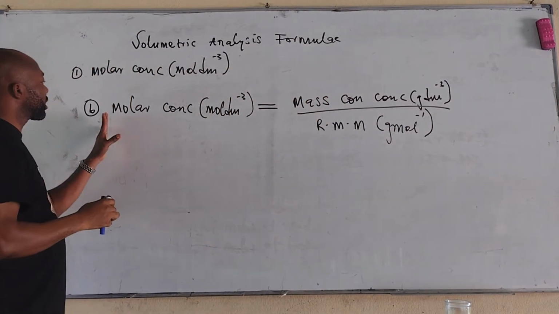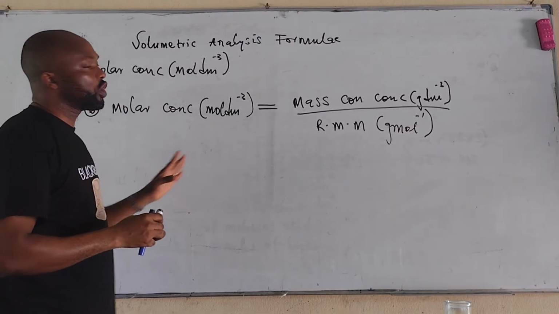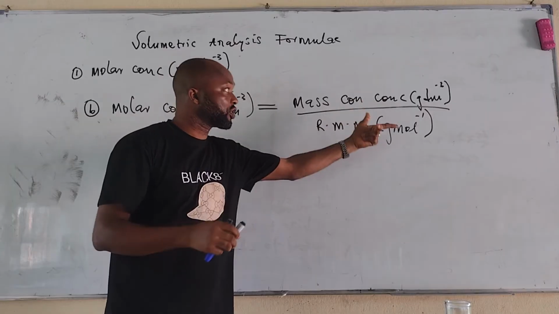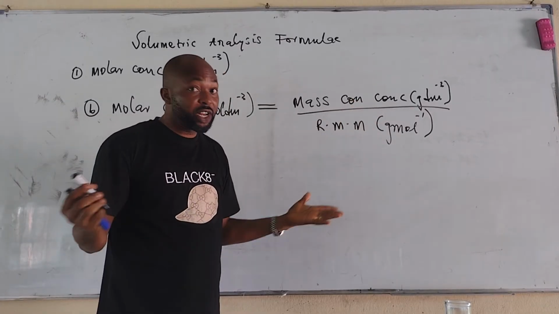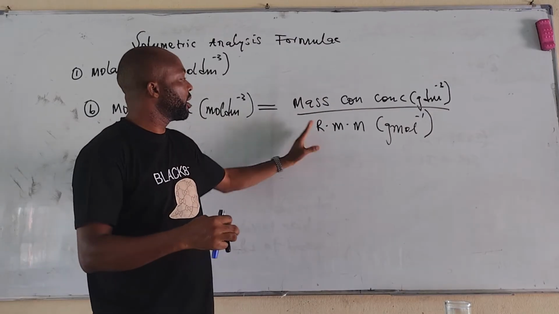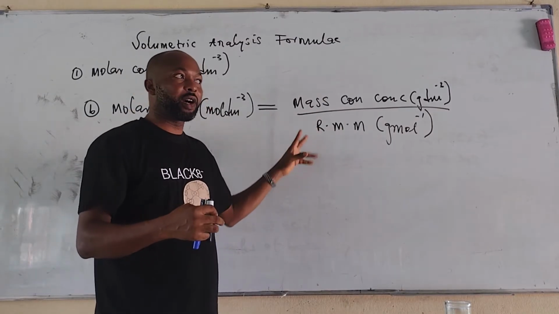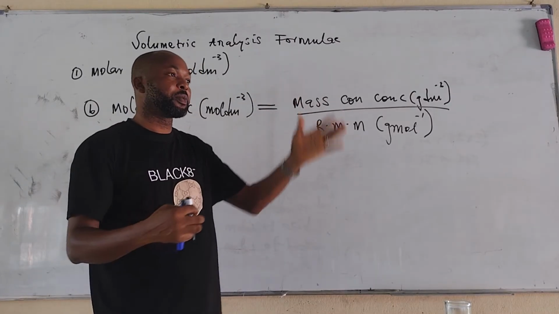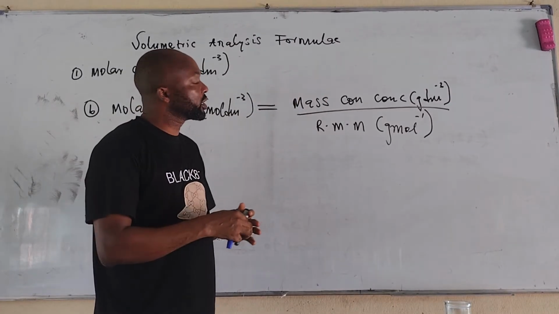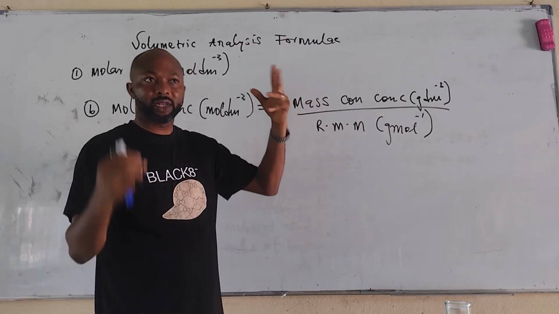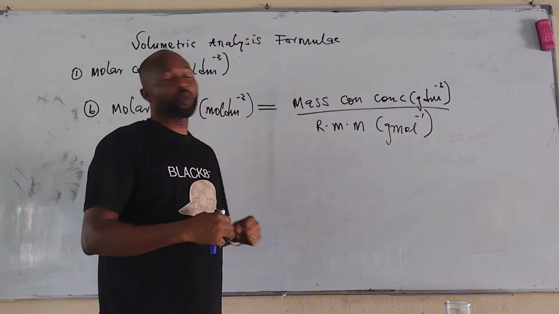Okay, this is our second formula for molar concentration. For molar concentration, we have to know what the mass concentration is. Sometimes it may not be given, so you're going to find it before you can substitute it into the formula. And the relative molecular mass of the compound, which if you're dealing with sodium hydroxide, sodium is 23, oxygen is 16, and hydrogen is 1. You add them together, you get what you want.